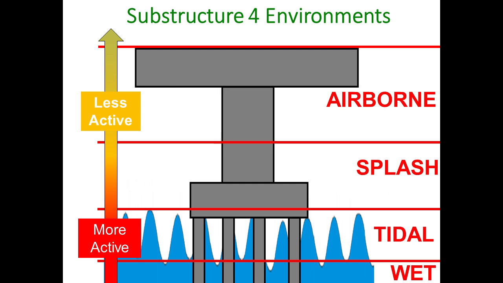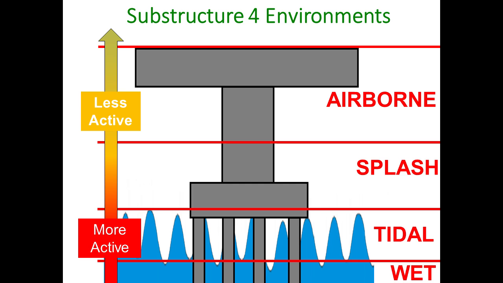Everything below the tidal zone, I'm going to call the wet zone. This is an area that's always submerged. Typically, in a seawater environment, it's going to be exposed to chlorides, and there's going to be a minimal amount of dissolved oxygen available. The next area that we have is our tidal zone.